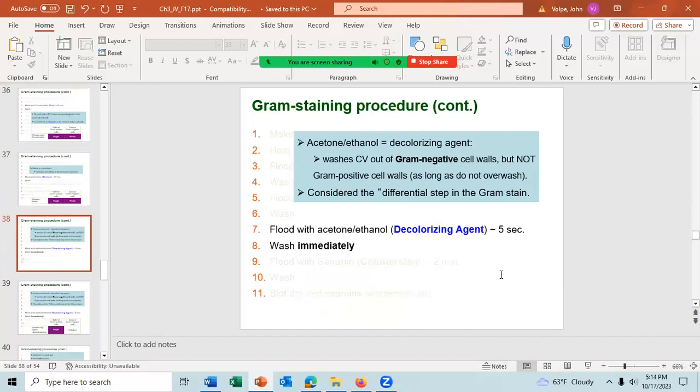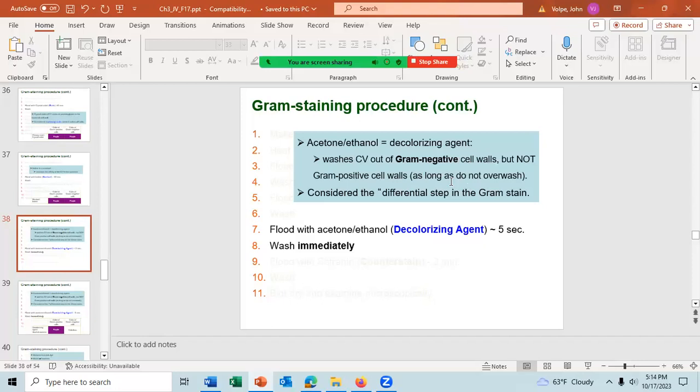You then have the decolorizing step. There are different decolorizing agents. We're going to talk about acetone ethanol as the decolorizing agent. It washes the crystal violet out of the gram-negative cell wall, but not out of the gram-positive cell wall, as long as you do not overwash. And I'll talk more about that in a minute.